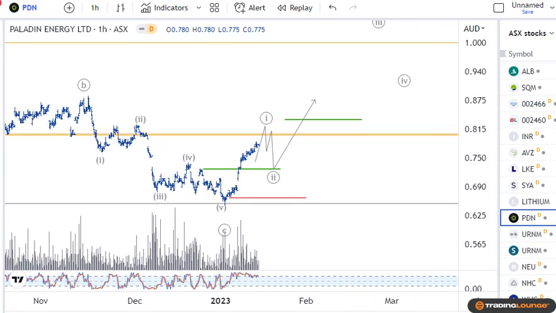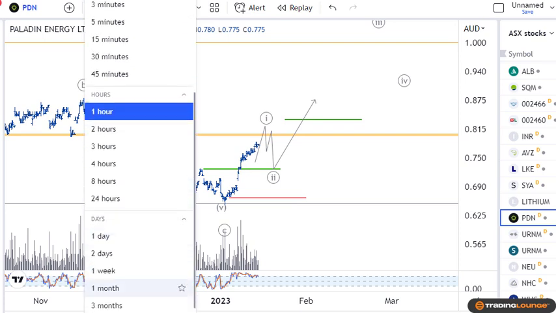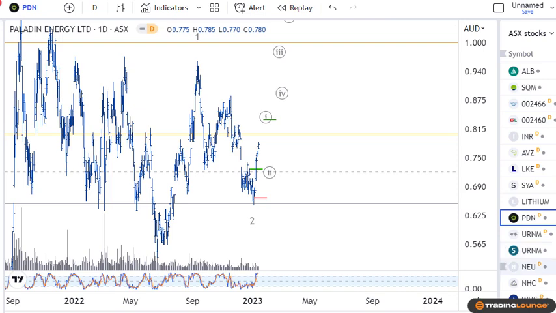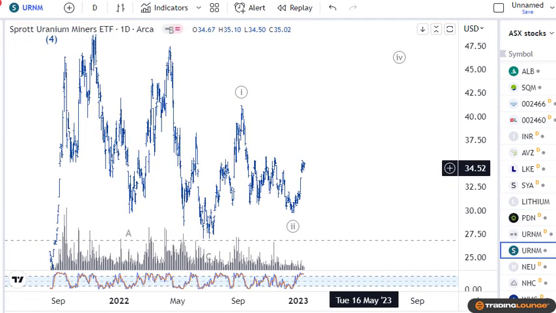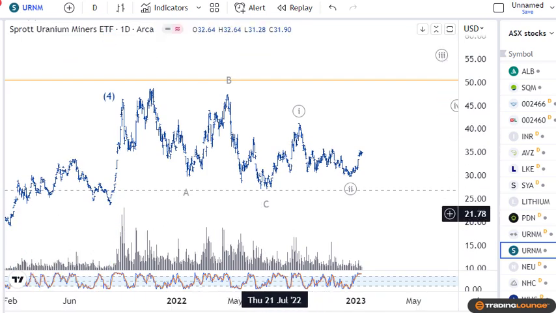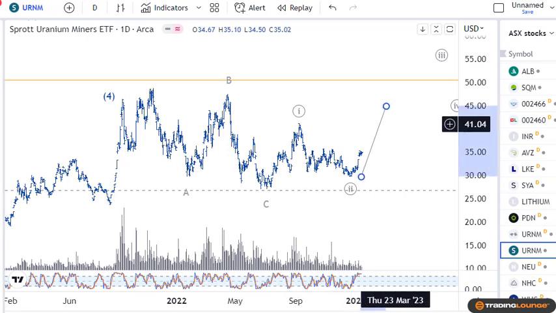And I'm just going to go back to the daily chart for a moment, and we'll just have a quick look at, so this is the Sprott Uranium, which I like these dudes. They do a good job. So it's the same pattern. Do you know what I mean? So this is to me just going one way, and that's up.